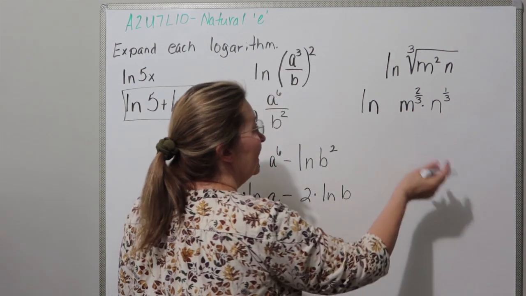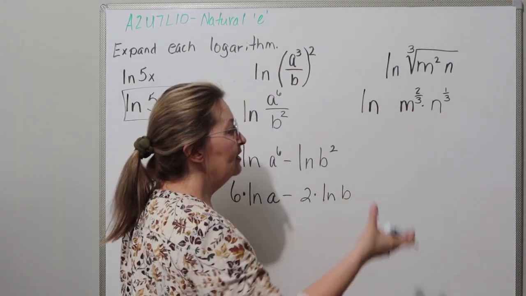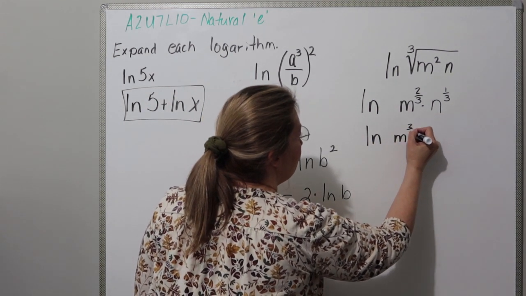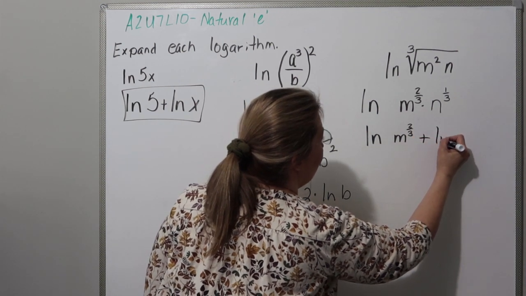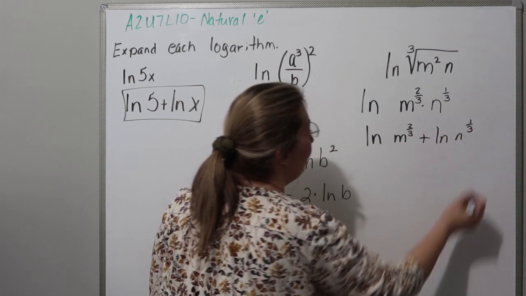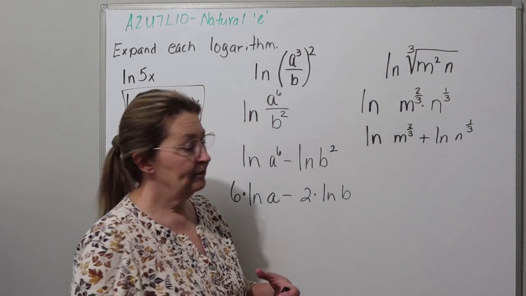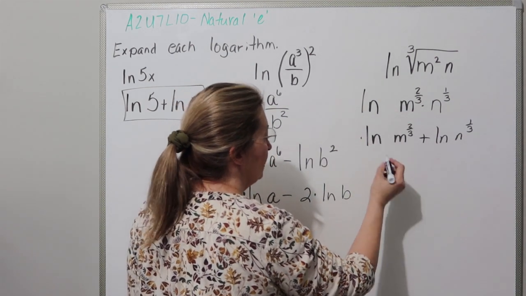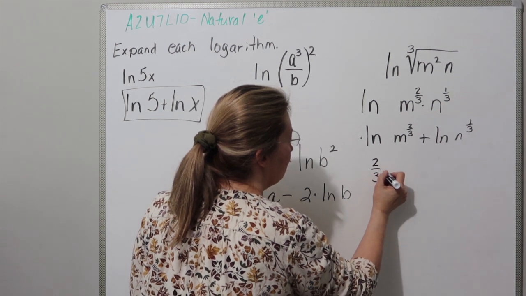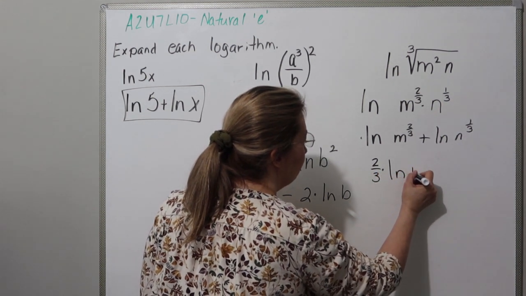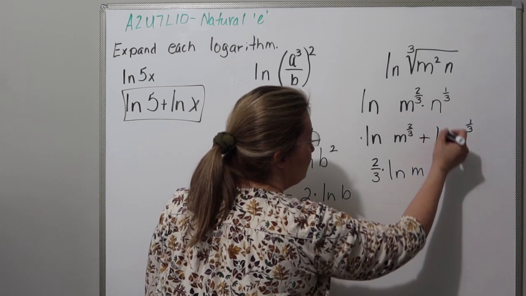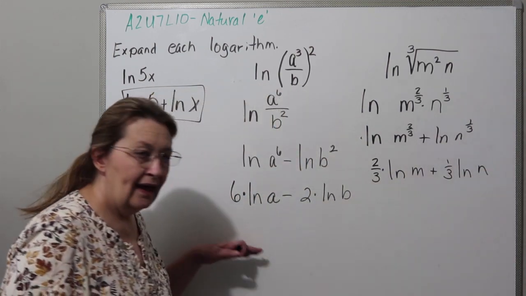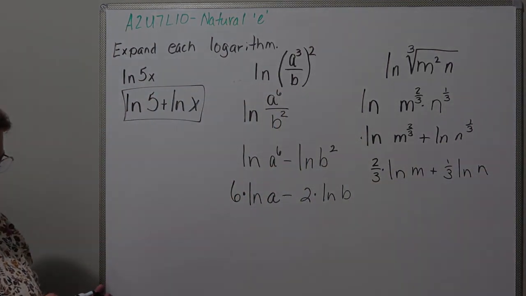Okay, now these are multiplied together, so what I can do is use my product property and turn these into a sum. So I'm going to have ln of m to the 2/3 plus ln of n to the 1/3, and there's still some more expansion. Since this has an exponent, I can use my power property to make that a coefficient. So my final answer is going to be 2/3 times ln of m plus 1/3 ln of n. And that's how you expand natural logs.